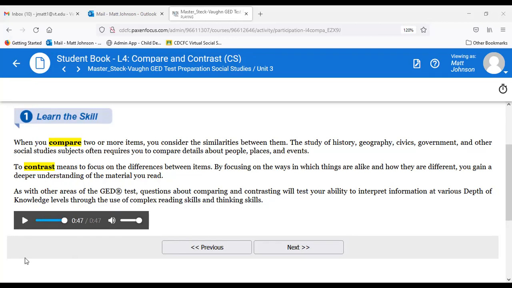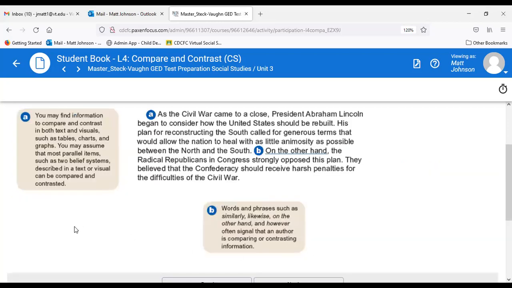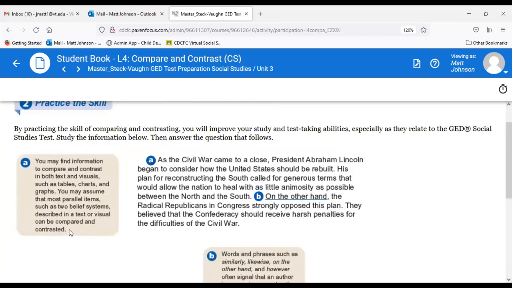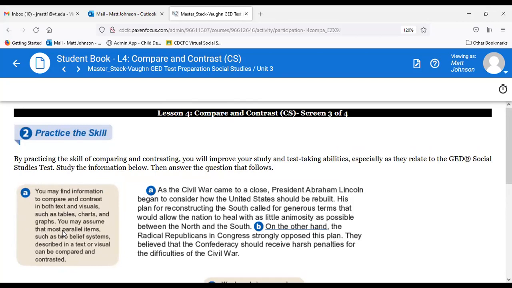Yep. This is as we've already encountered, comparing two or more items is to consider their similarities, right? Things in which they're alike. And to contrast is the exact opposite, where we're considering what makes them different. And yeah, so what we have here, our text here about Lincoln and the Reconstruction, which is going to be a major theme for the lesson today.